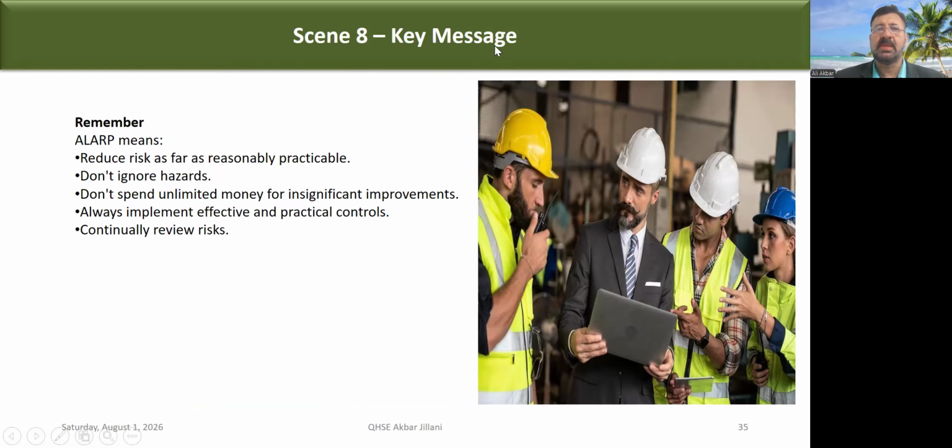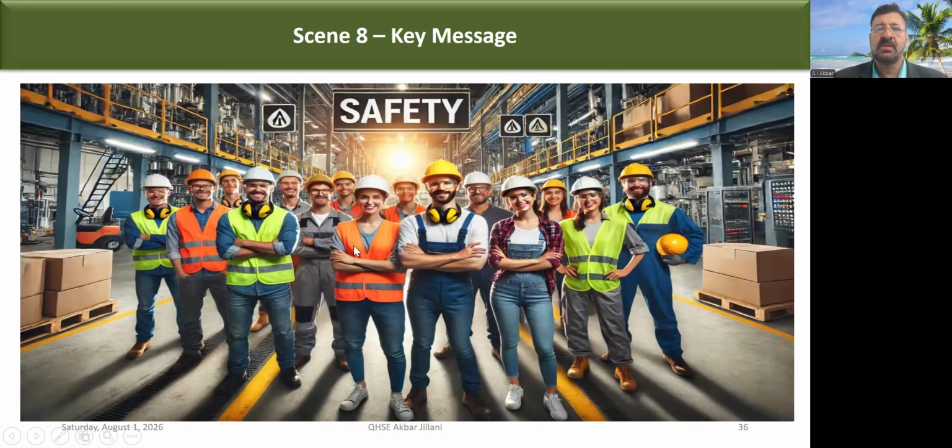Scene number 8, key message. What is the key message of ALARP? ALARP means reduce risk as far as reasonably practicable. Do not ignore hazards. Do not spend unlimited money for insignificant improvement. Like see, the message of ALARP is do not spend unlimited money for insignificant improvement. Always implement effective and practical controls. Continually review risk.